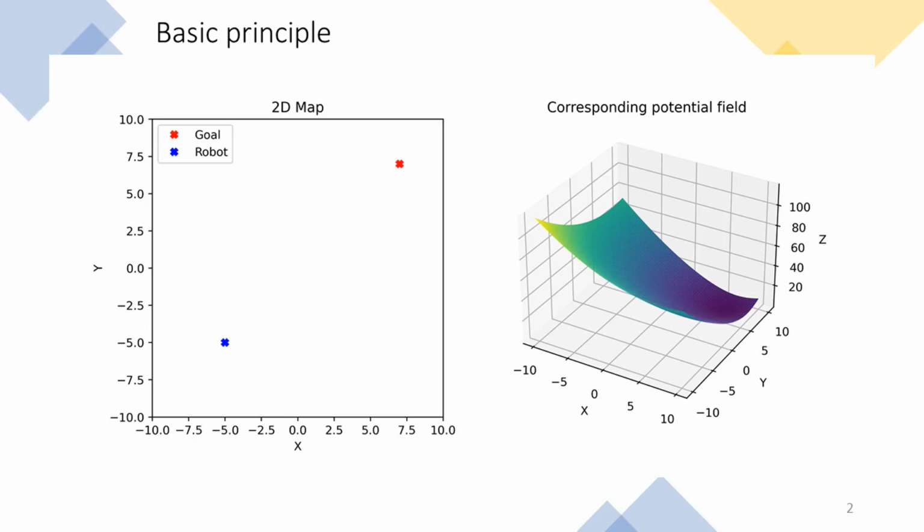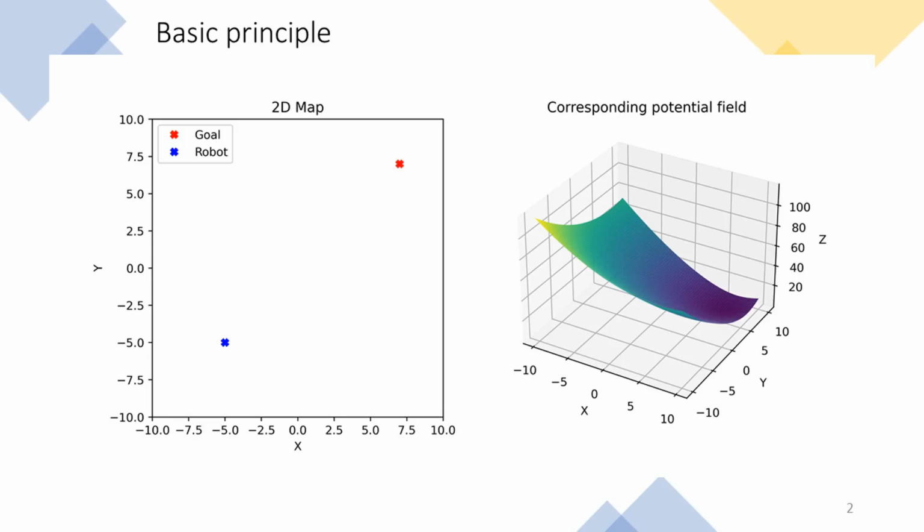Let's take, for example, a simple plane without any obstacles as the environment. We know the robot position and the goal position. Based on the goal position, we create an artificial potential field, which has its global minimum at the goal. Don't get this confused with the terrain. This is completely artificial, but it will represent features of the environment later on.